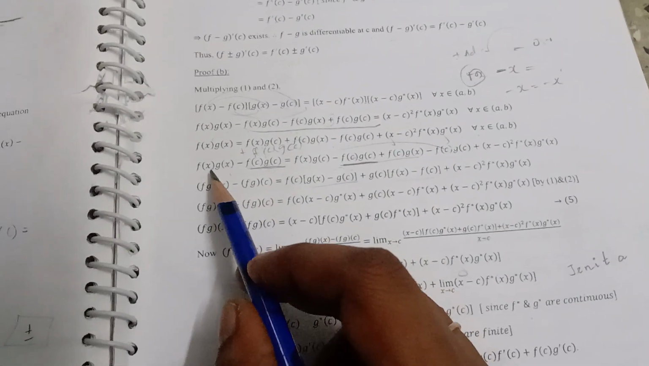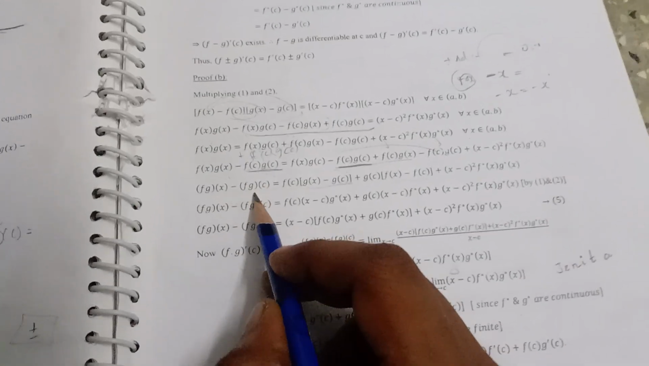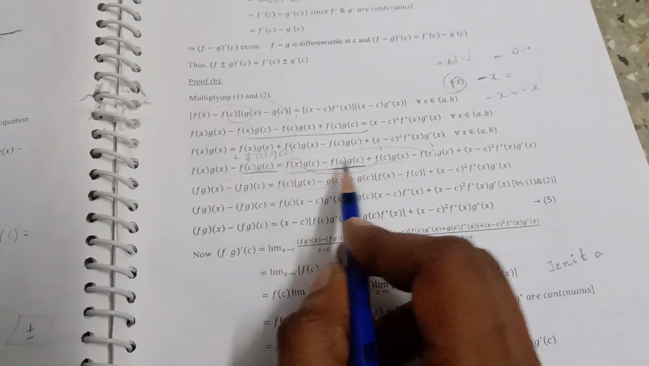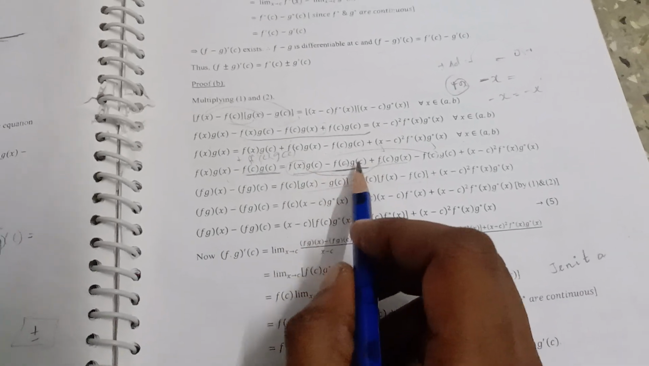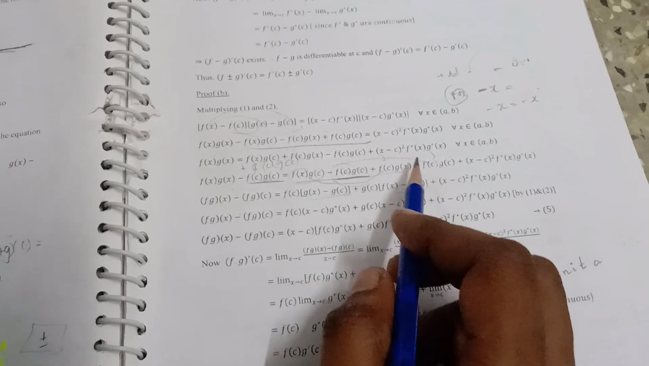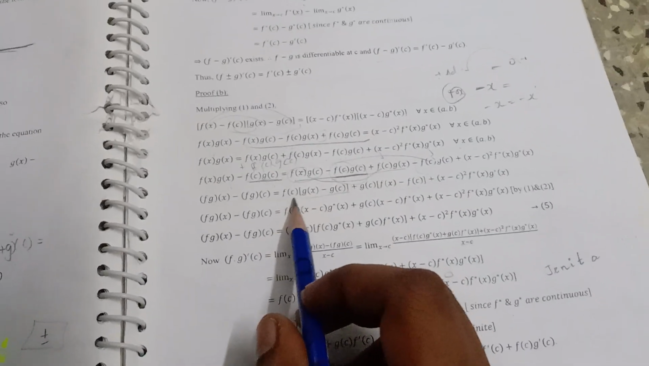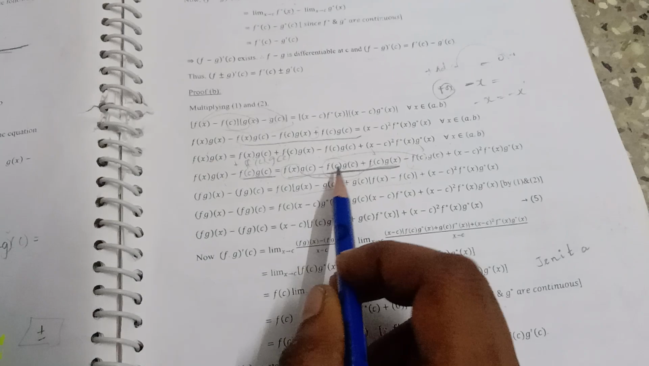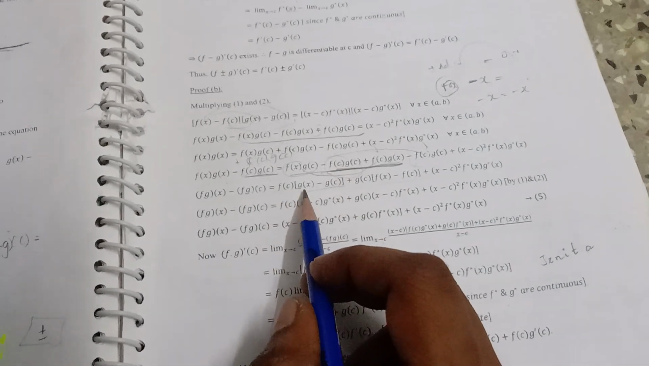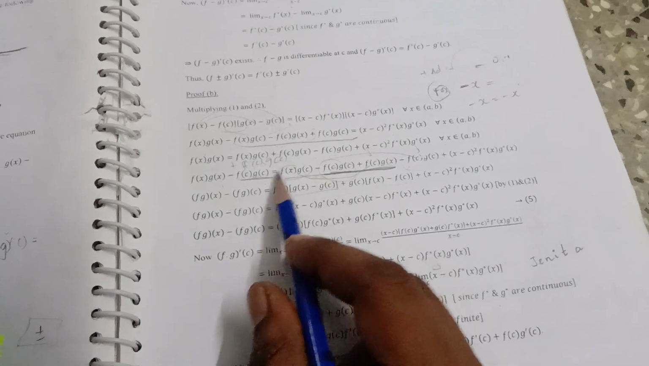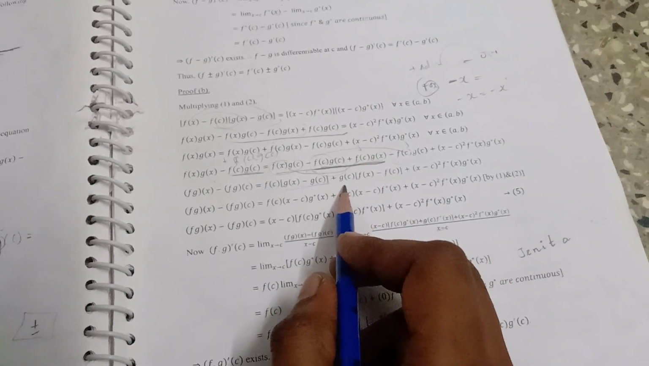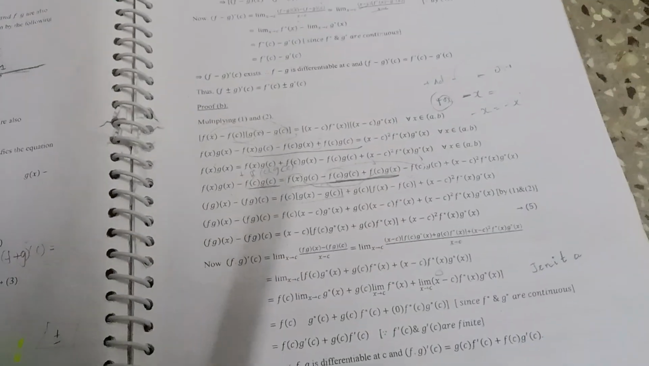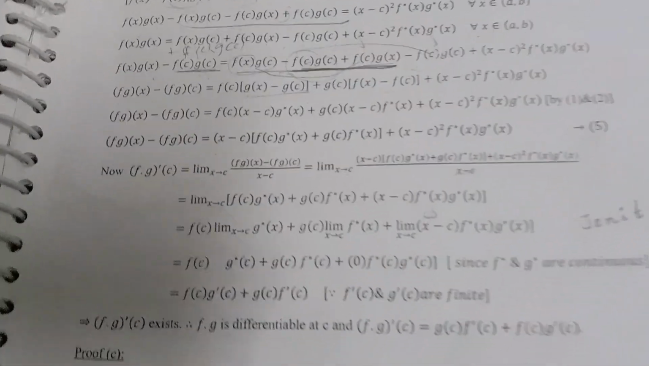Then this can be written as f g of x minus f g of c equals this. The first term and the second term and the fourth term have f of c as common. So f of c g of x minus, taking f of c as common, we get g of x minus g of c, and the first and last terms have g of c as common. So f of x minus f of c, plus x minus c the whole square f star of x and g star of x as common.